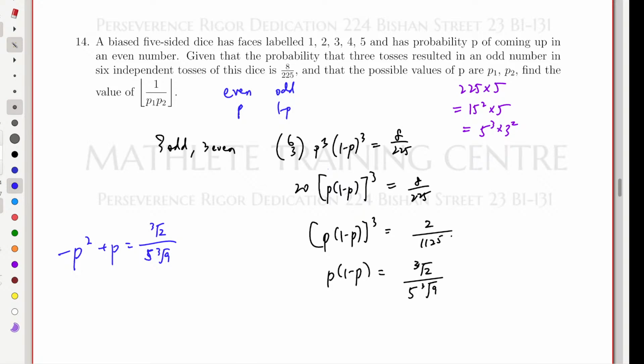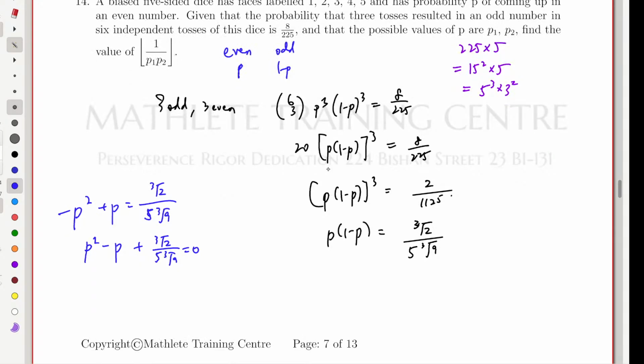Right? This guy. In other words, p squared minus p plus this guy. So now we know that if this is our quadratic equation, using Vieta's theorem, the product of P1 and P2 should be equal to just this term over here. So the final answer for this question is 1 over P1 P2, then round down.